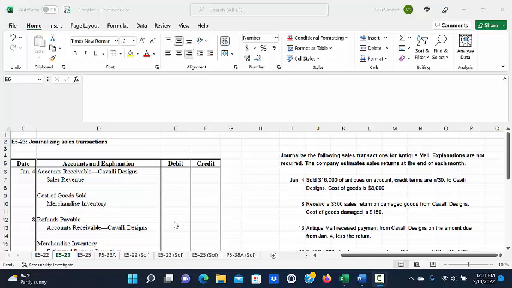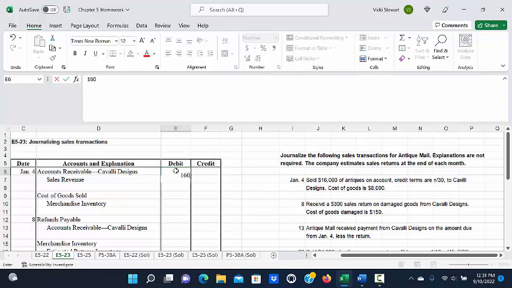The first transaction on January 4th states that we sold $16,000 of antiques on account with credit terms of N30 to Cavelli Designs, and the cost of goods is $8,000. So to record this transaction, we first would record the sale by debiting accounts receivable Cavelli Designs for $16,000 and crediting sales revenue for the same amount.